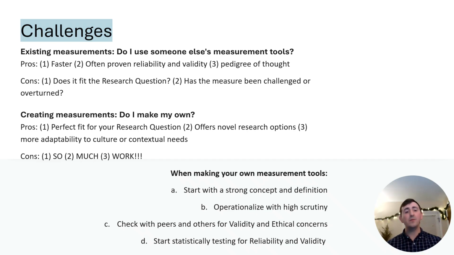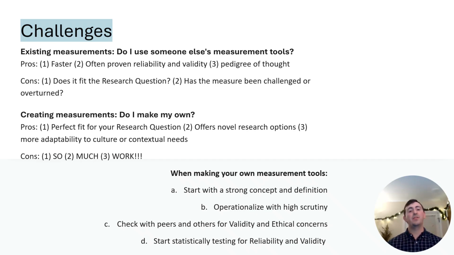Some drawbacks, though, is sometimes your research question doesn't really fit perfectly with someone else's measurement tool, right? And another thing to consider is, as time progresses and measurements change, has that measurement tool been overturned or challenged in more recent research? Does a depression measurement from the 70s still hold up today the way it should? Or has that been completely overturned and no longer usable in today's research?